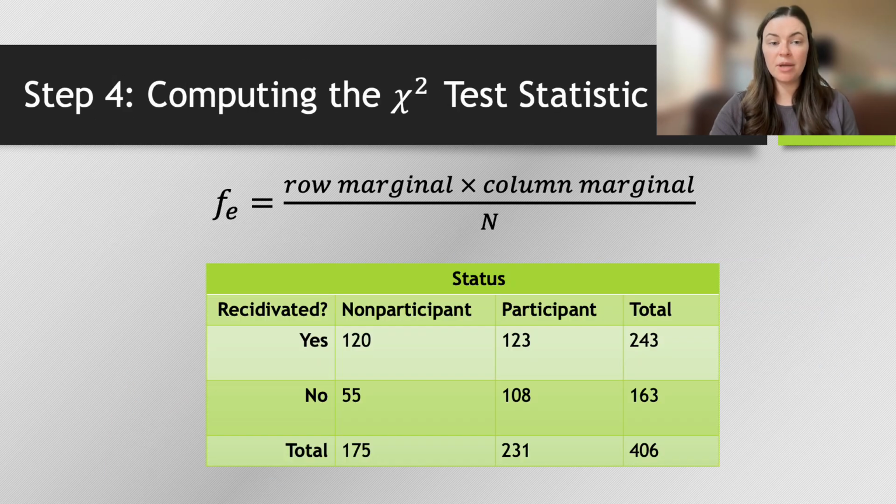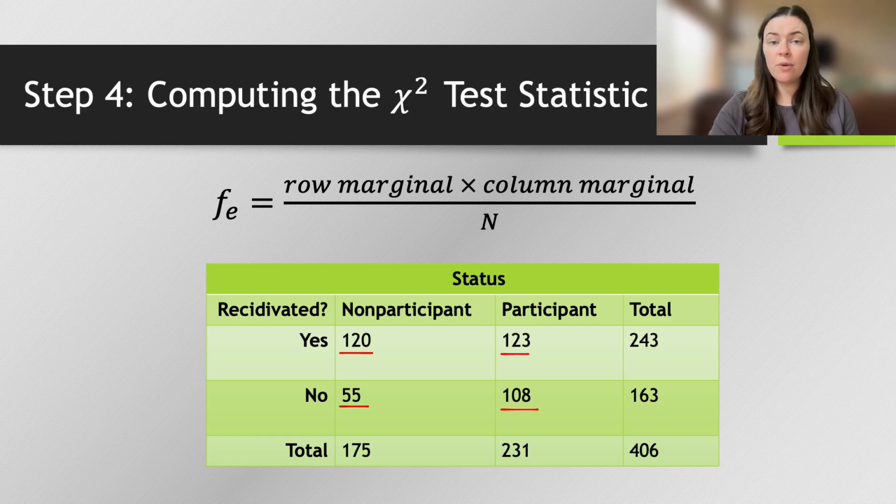Our fourth step is to compute our chi-square test statistic. Keep in mind that there's 2 steps we need to complete here before moving on to our actual calculation. The first is to simply identify what our observed frequencies are. And keep in mind that our observed frequencies are simply the numbers that are reported within our bivariate table. So there's no math that you'll need to complete here.